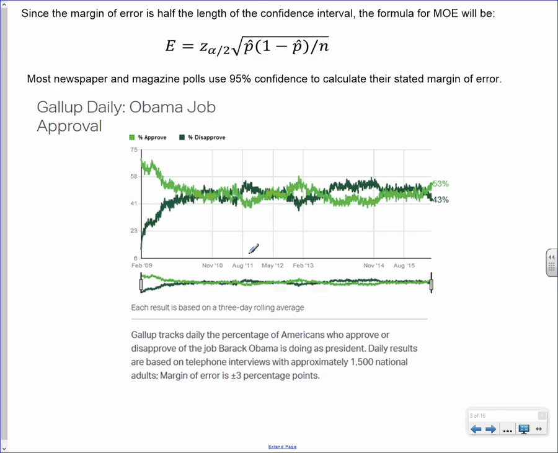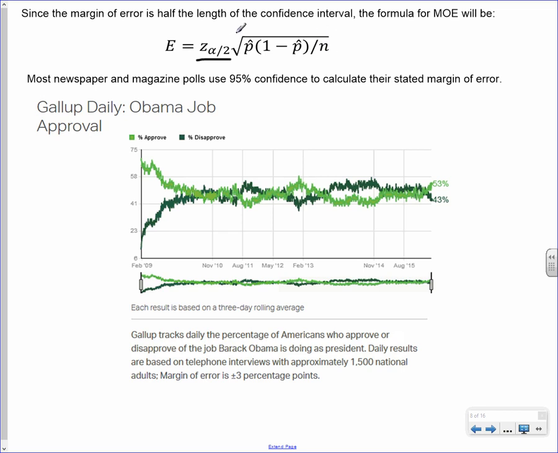Since the margin of error is half the length of the confidence interval, the formula for the margin of error is going to be this, okay? So this is going to be how we actually create the margin of error, okay? We take our z alpha half, which we just talked about is based on our level of confidence, and we multiply by the square root of p hat times 1 minus p hat over n. Now, what does this look like? Does this look like something you remember?